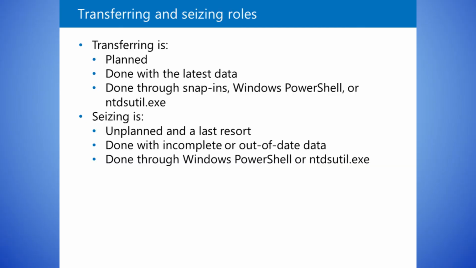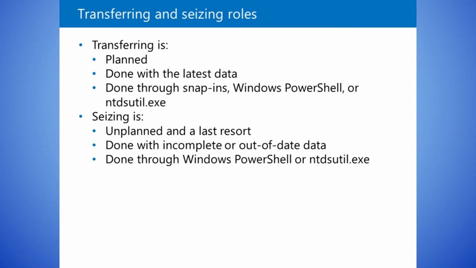In an ADDS environment where you distribute FSMO roles among domain controllers, you might need to move a role from one domain controller to another. When you plan this role move, for example, to decommission servers or balance workloads, the move is known as transferring the role. If you do not plan the move, for example, in the case of a hardware or system failure, the move is known as seizing the role.